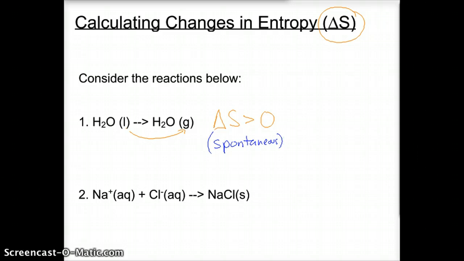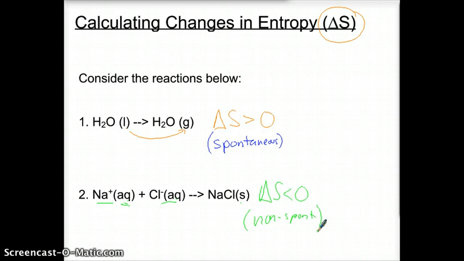For the second reaction down below, we have aqueous sodium ions and aqueous chloride ions being converted into sodium chloride as a solid. Since we're going from dissolved compounds, solutions, to a solid, we're decreasing the amount of combinations, we're decreasing the disorder, we're making the molecules more ordered, more in control, more specific. So the entropy, delta S, of this system would be less than 0. So this reaction is going to be non-spontaneous in this direction.